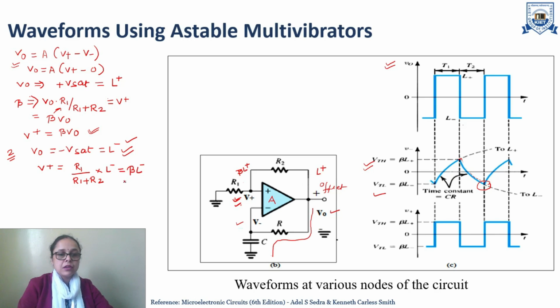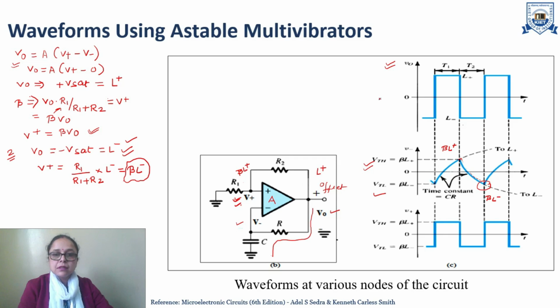So, again the threshold limit, meaning the point at which the capacitor will stop discharging, is beta L minus. So, it will charge up to beta L plus and discharge up to beta L minus, because these are the points at which the output of the op-amp will shift from plus Vsat to minus Vsat.